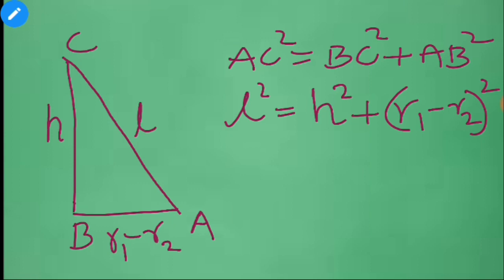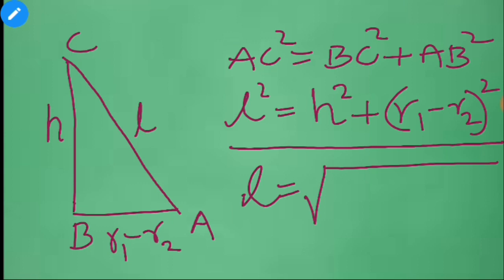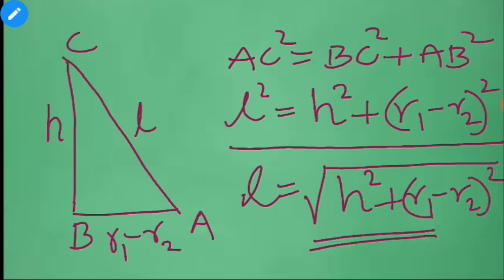So that's the relation between R1, R2, H and L. That is the relation between slant height L, height of the frustum H, radius of the base R1 and radius of the top R2. How to find L from this equation? L equals root of H square plus (R1 minus R2) whole square. So this is the relation between these four terms.